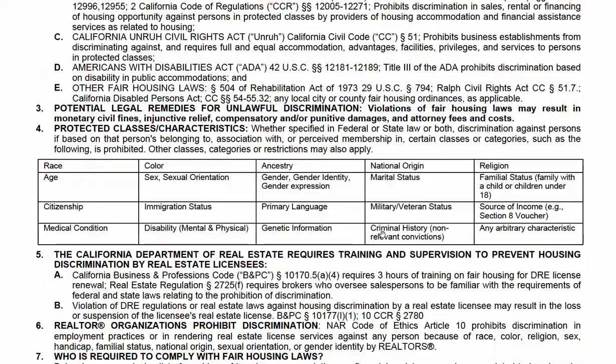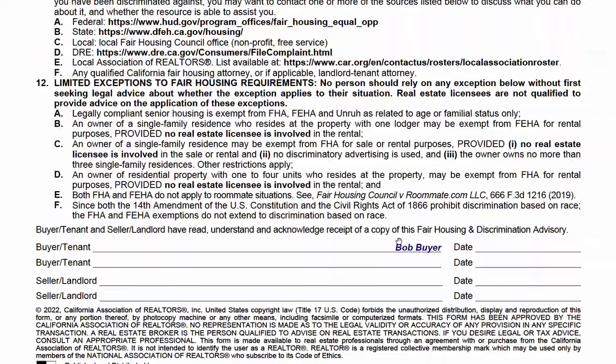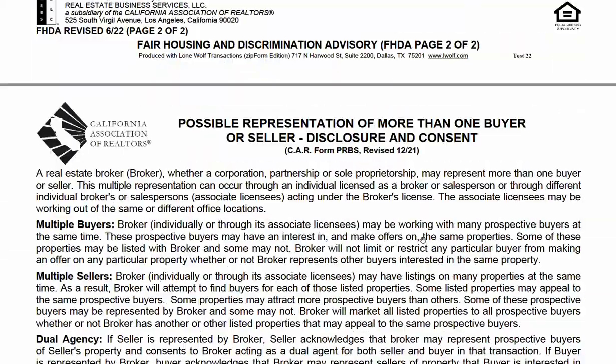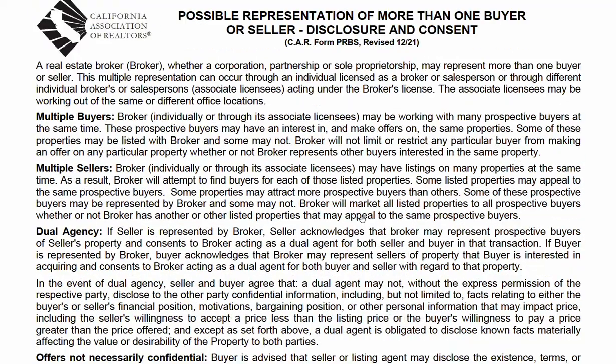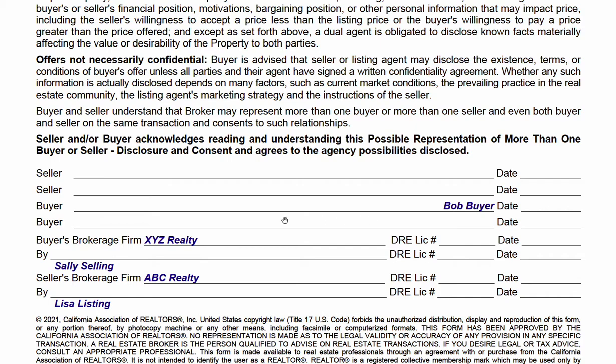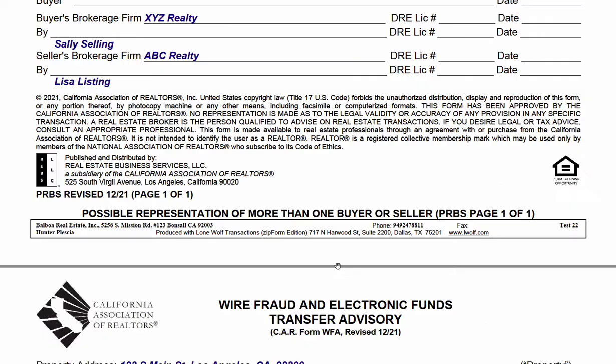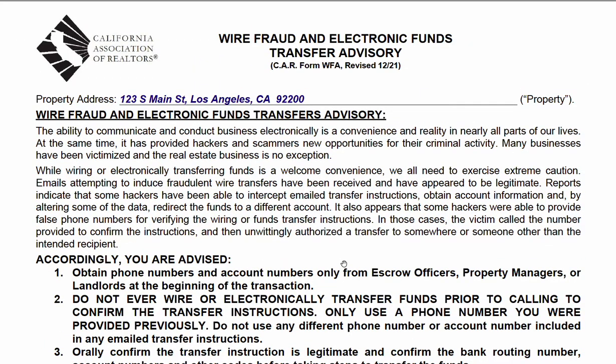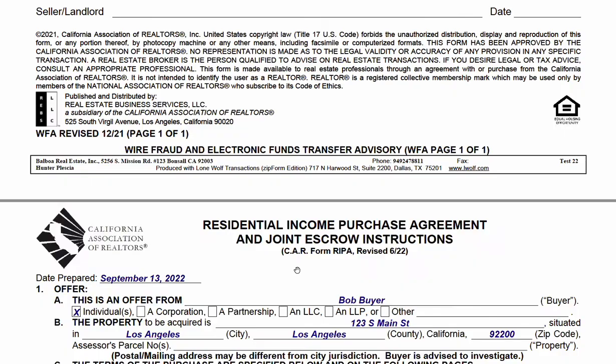Fair housing and discrimination advisory. Two-page form. Buyer's going to sign. We move on. Possible representation of more than one buyer or seller. Your client's going to sign. You're going to name the brokerages, and you're going to sign as the agent for the buyer. Wire fraud advisory. Buyer's going to sign.